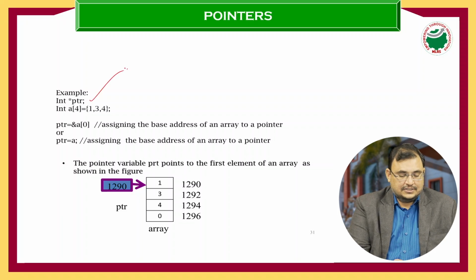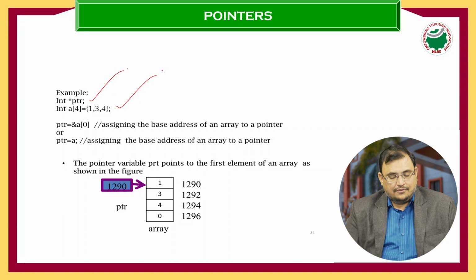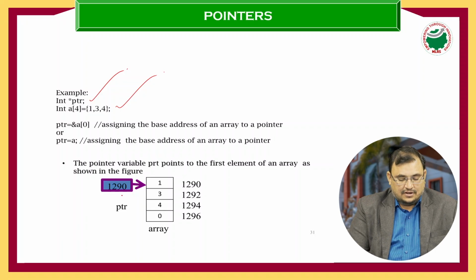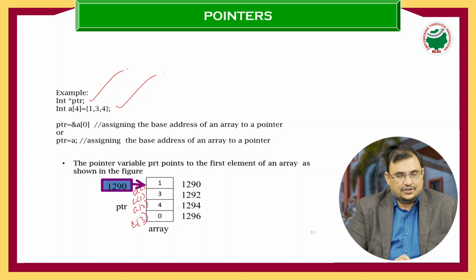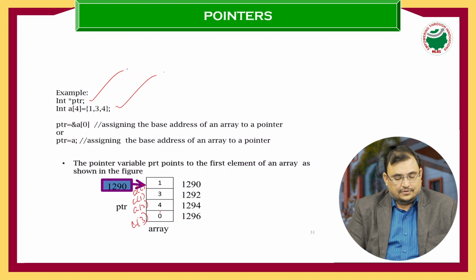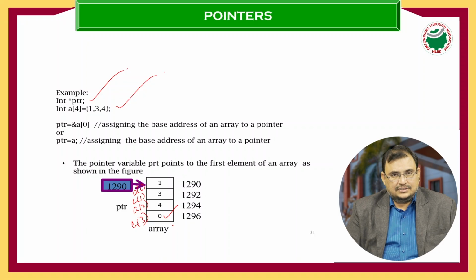You are declaring an int star ptr, which is a pointer, and you are declaring an array a of 4. So this is called a of 0, a of 1, a of 2, a of 3. You did partial initialization: 1, 3, 4, and the fourth one you did not initialize, so by default the compiler assigns 0 here. This is implemented in a 16-bit machine. That's why an integer occupies 2 bytes.